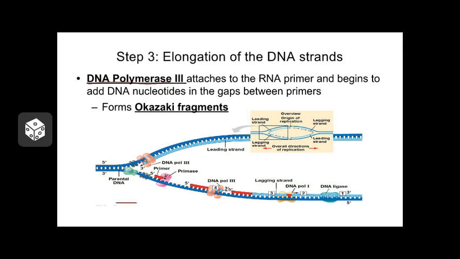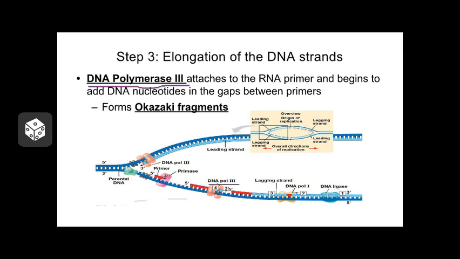Well, remember that on the lagging strand in the last step, primers were laid down in little chunks. So what we really need to do next is put in proper DNA in between these chunks to make one continuous strip of nucleotides. That's what this enzyme, known as DNA polymerase number 3, is going to do. Here you can see it in action.